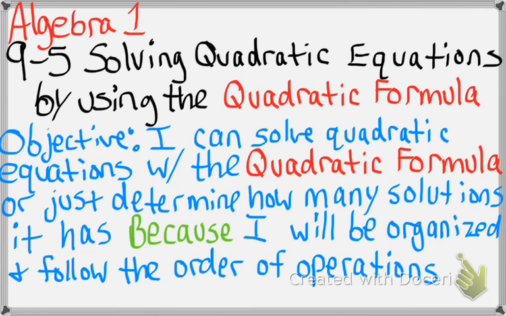Because I will be organized. Oh, I never actually said it. I should have written down the objective, or just determine how many solutions it has by checking the discriminant, because I will be organized and follow the order of operations.